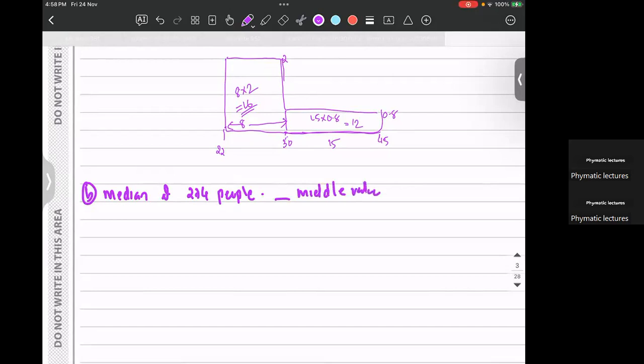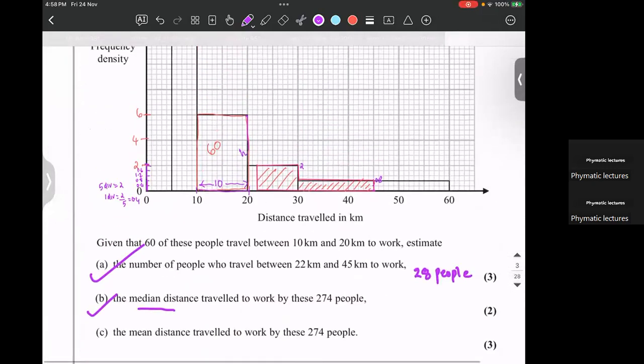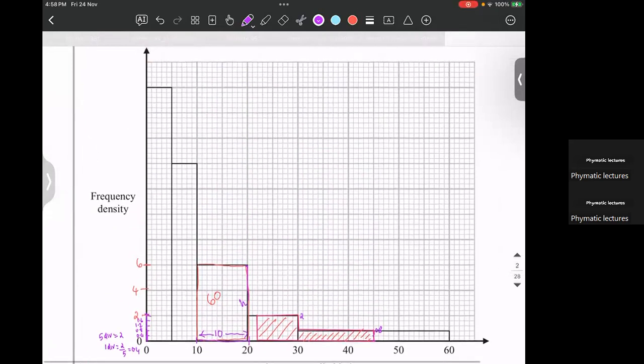So we need to find the value that corresponds to the middle value, or 50% of 274 people. So what is 274 by 2? That means, I mean, 274 by 2 is 137 people. So we need to find the value corresponding to 137.